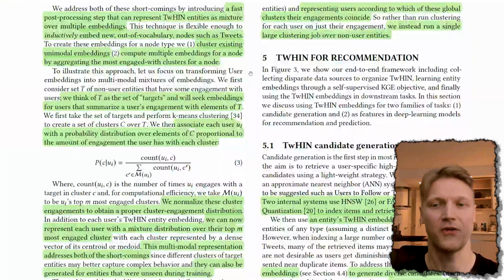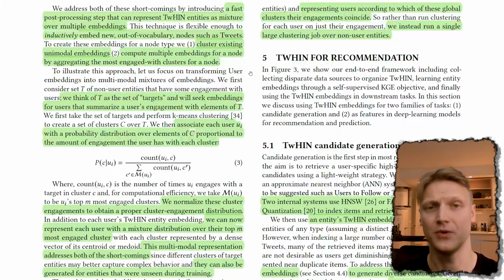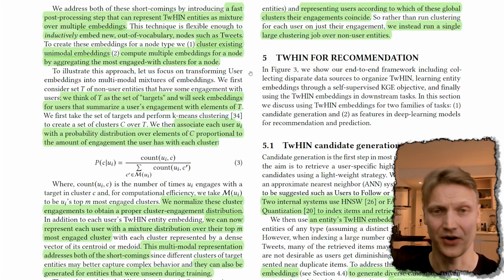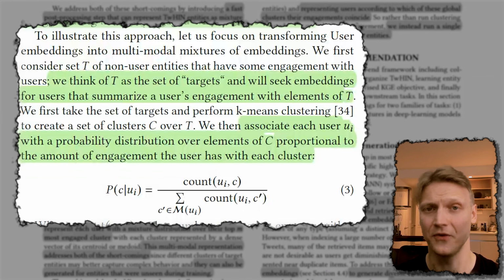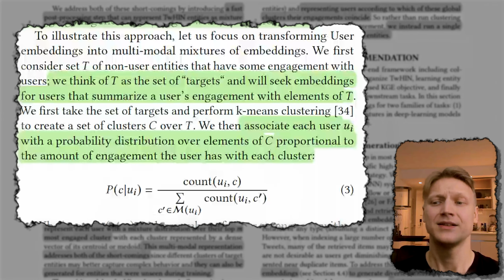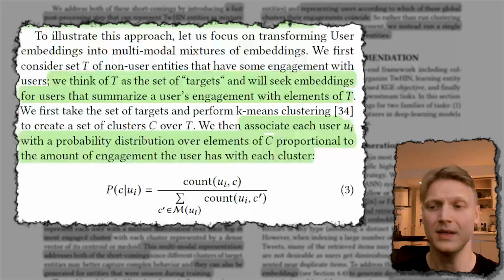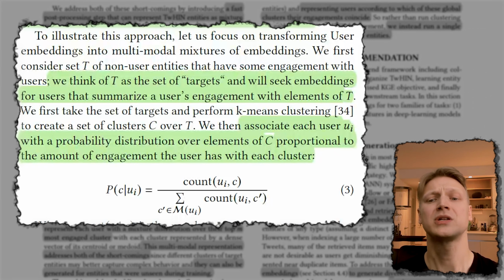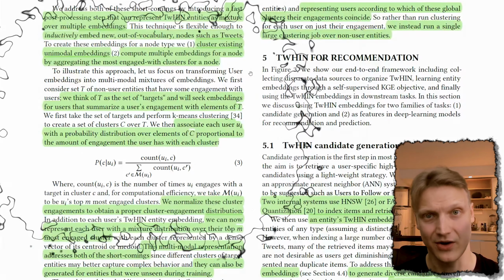The way they transform user embeddings into multimodal mixtures of embeddings is through introducing clusters over targets that are representative of different types of relations, and then associating each user with a probability distribution over elements of a cluster proportional to the amount of engagement the user has with each cluster.